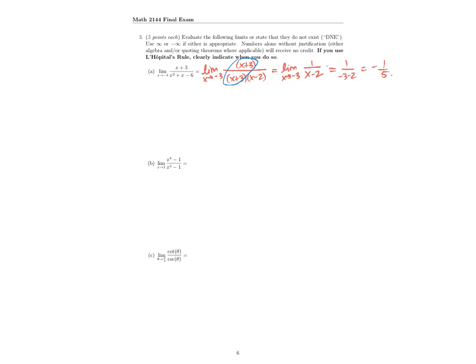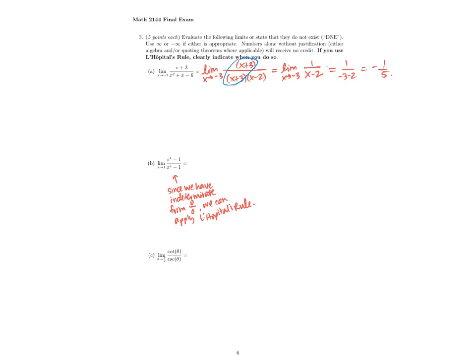This one, I have the limit as x approaches 1 of that thing. Again, I can see that the denominator has an issue. If I plug in 1 directly, I'll get 0 in the denominator and 0 in the numerator. So since we have the indeterminate form zero over zero, we can apply L'Hopital's rule.